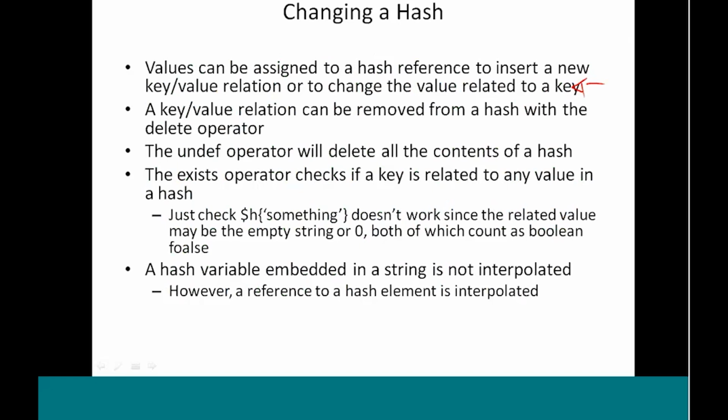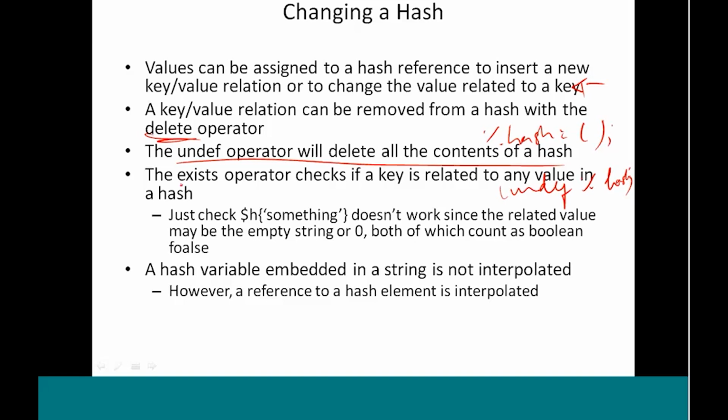A key value relation can be removed with the delete operator. This is something that we saw already, and then this is another way to delete all the contents of the hash array. We know that one other method is the percentage hash equal to just this, which will get rid of everything. The other operator is undef percentage hash. This also will just remove all the contents from the hash.